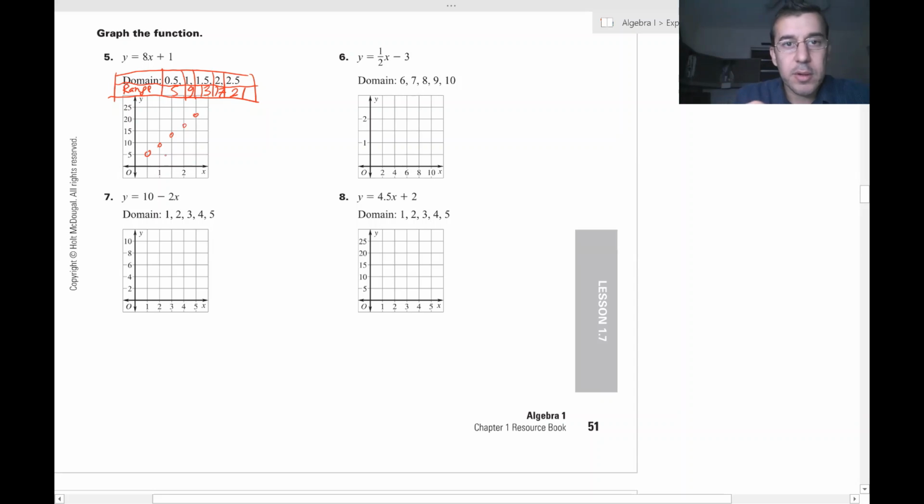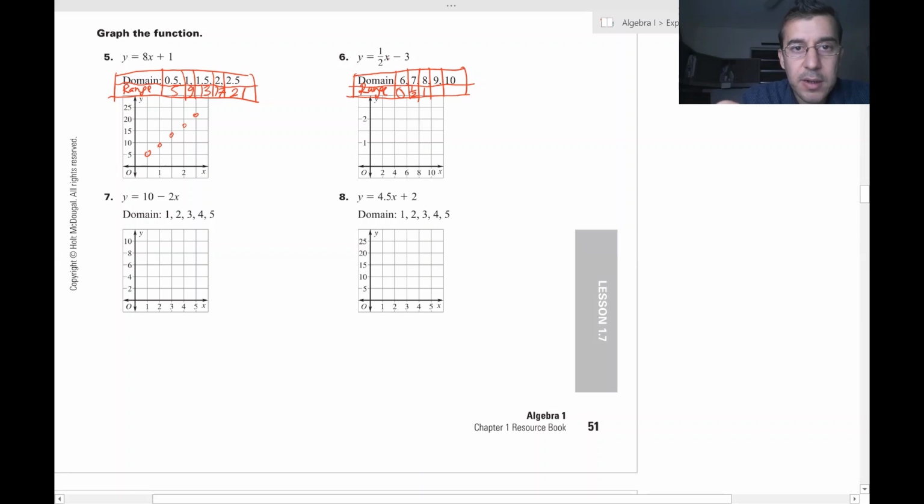Next one, number 6. The function is y equals 1/2 x minus 3. First, we have to find the range values. For x equals 6, we have 1 times 6 is 6, divided by 2 is 3. 3 minus 3 is 0. When x is 7, 7 over 2 is 3.5, minus 3 is 0.5, or 1/2. When x is 8, 8 divided by 2 is 4, minus 3 is 1.